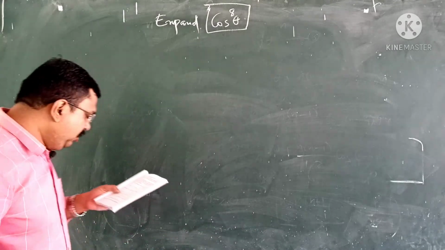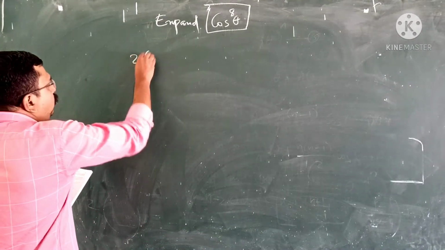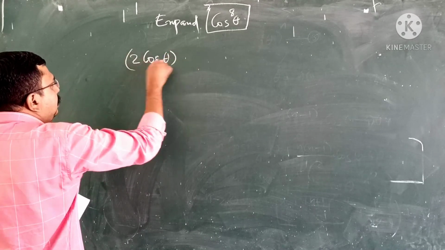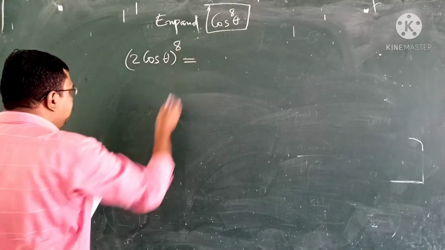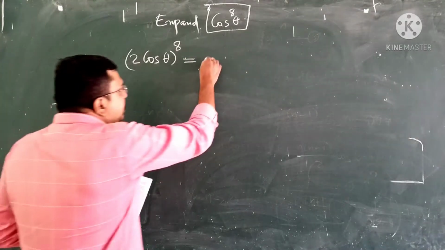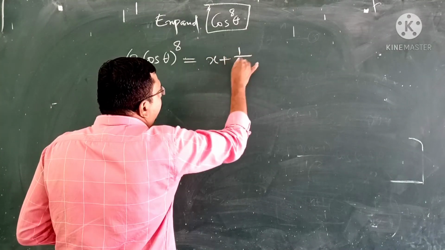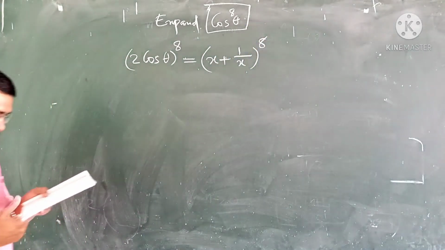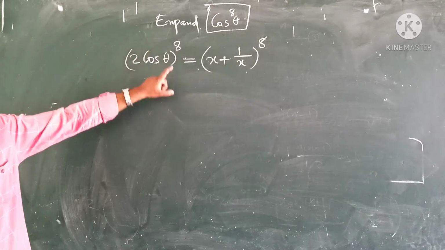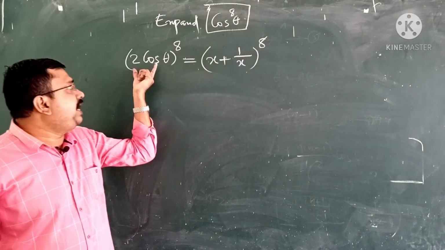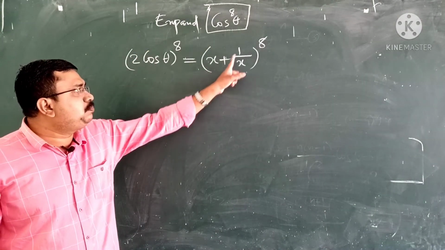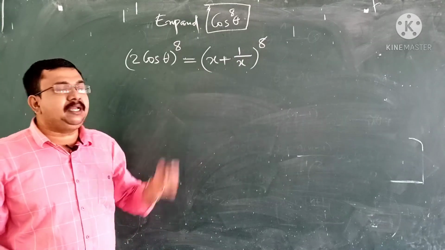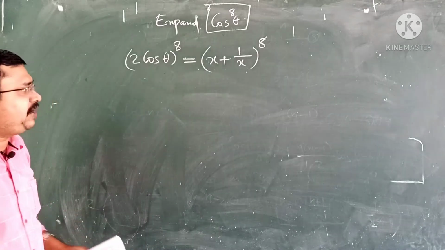We know that (2 cos theta) the whole raised to 8 is equal to (x plus 1 by x) the whole raised to 8, since 2 cos theta is x plus 1 by x. Now we are applying the binomial theorem to expand this.